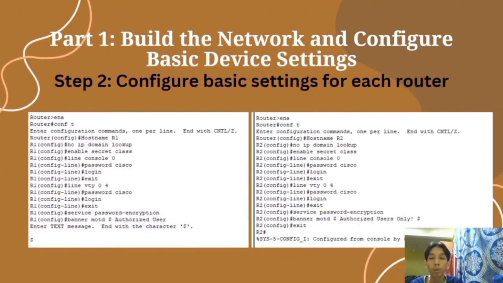Okay, after that, step 2, configure basic settings for each router. We configure for each router their hostname, R1 for router 1 and R2 for router 2. We put no ip domain-lookup, enable secret class, then line console 0, and then we put password cisco, login, exit. After that, we put line vty 0 4, password cisco, login, exit. And lastly, we put service password-encryption and banner motd.